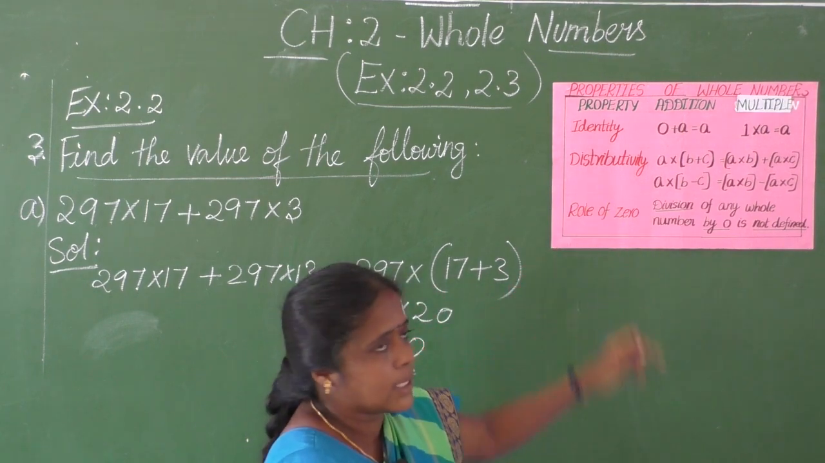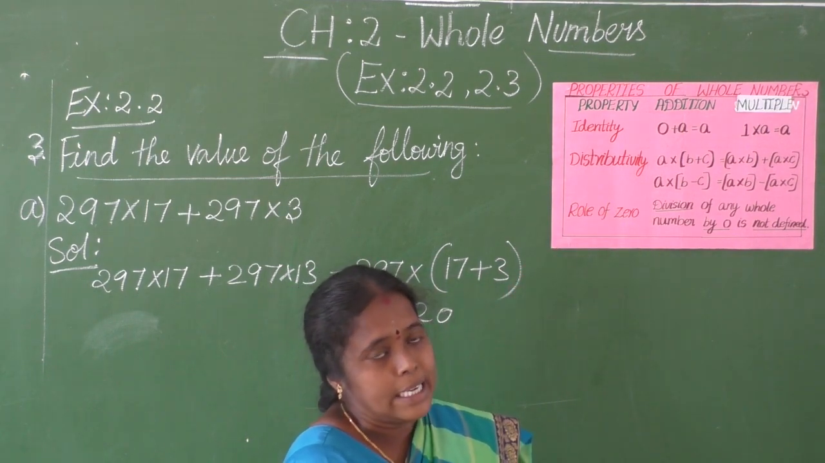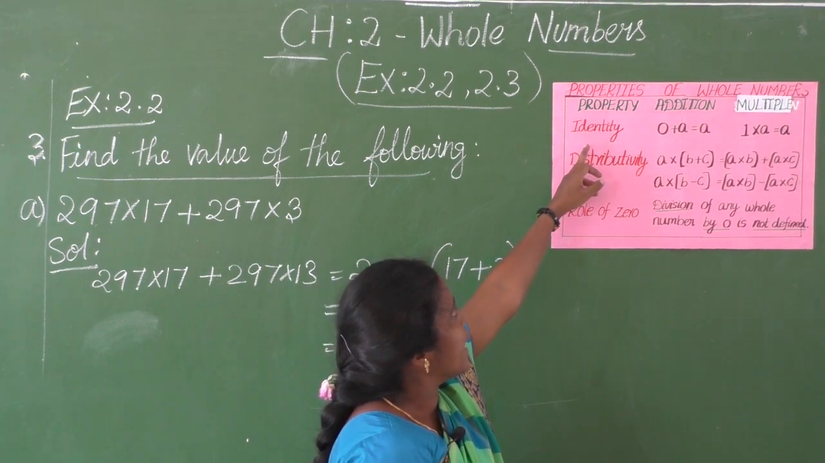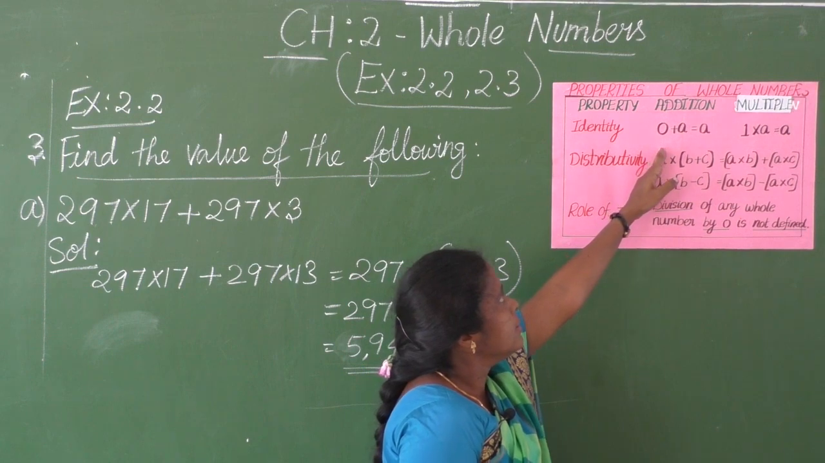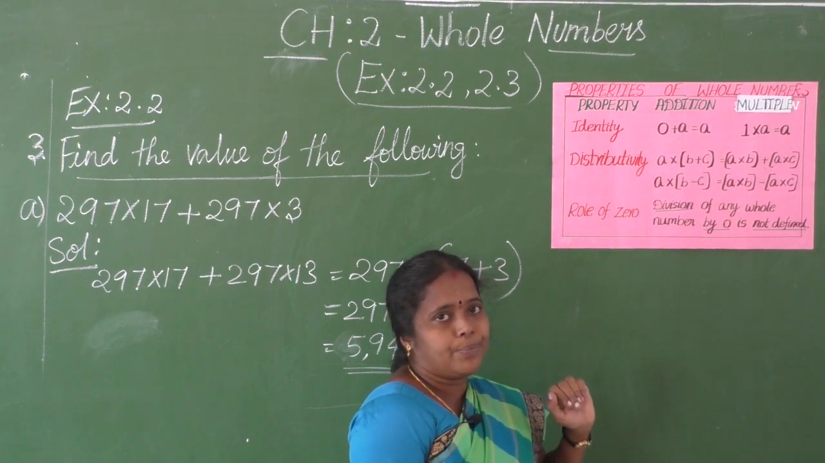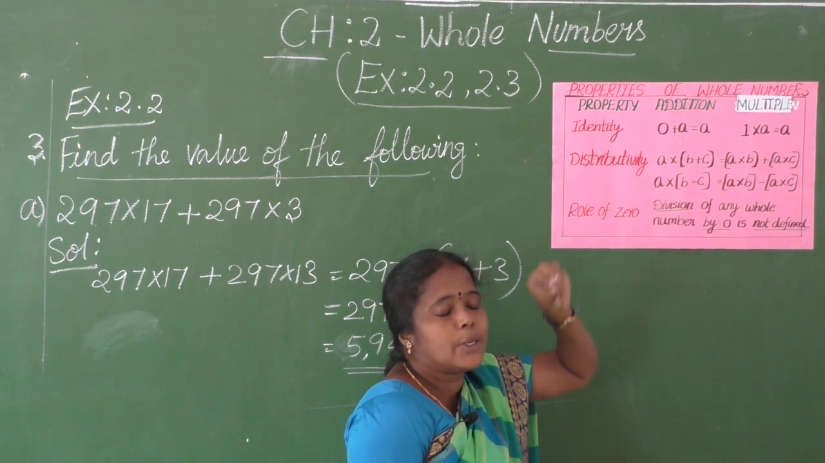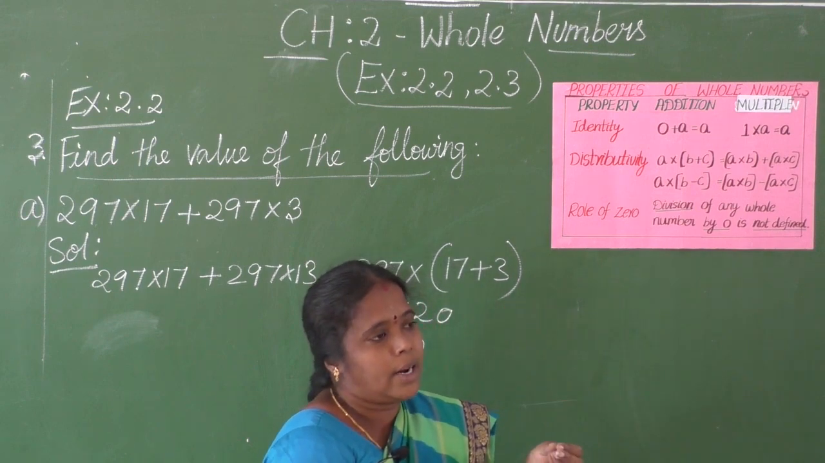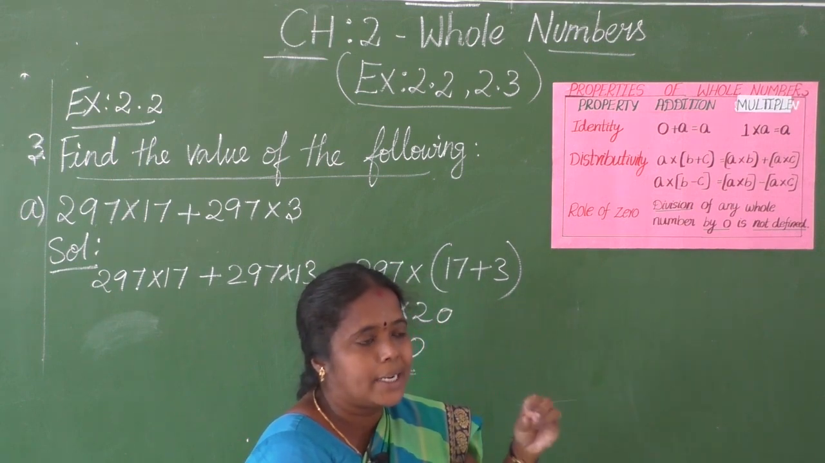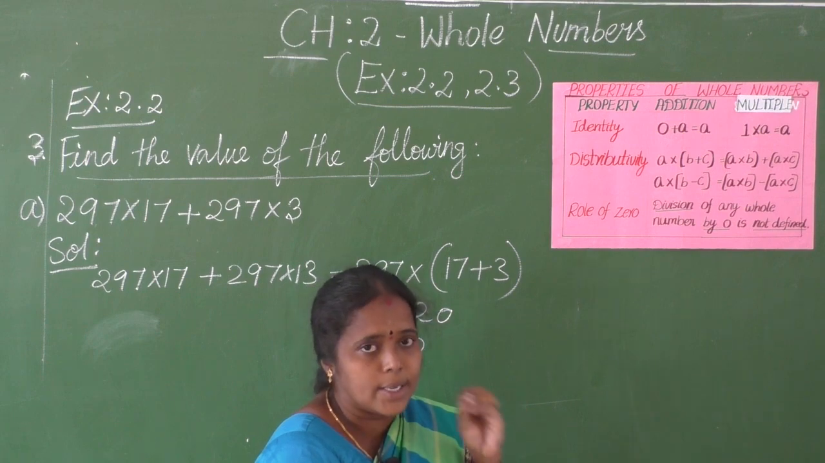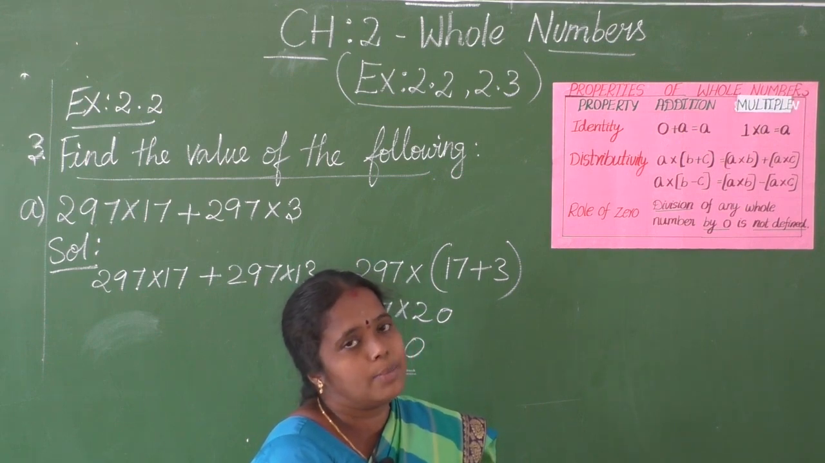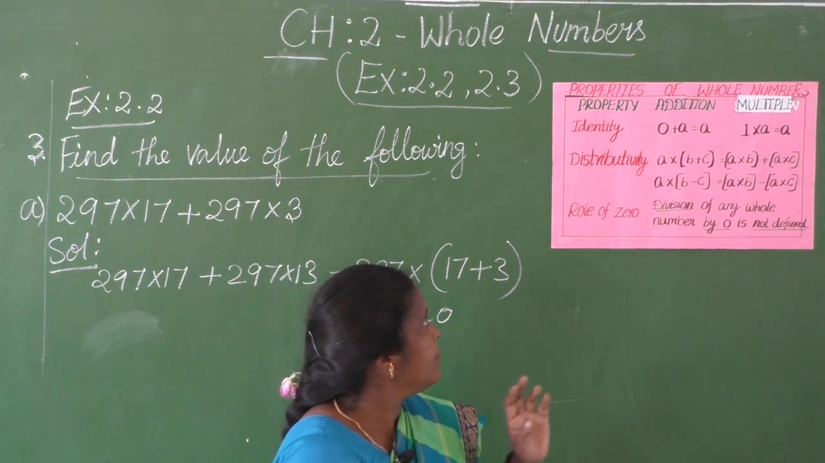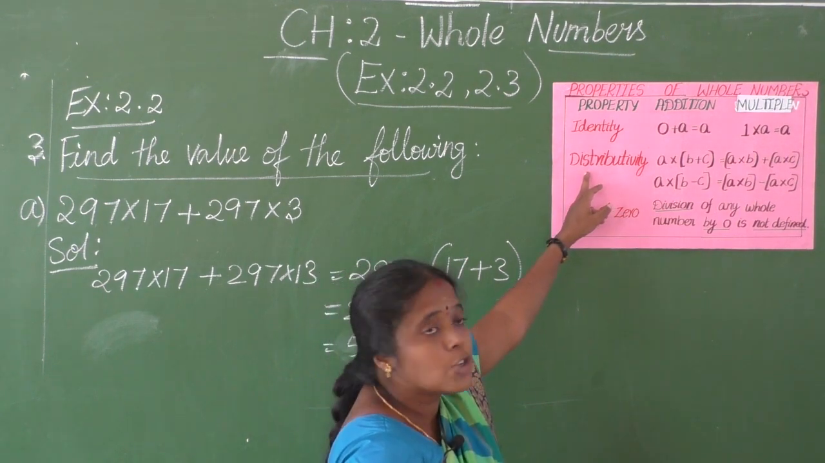Addition wise, 0 is called additive identity. So the first property is identity element for whole numbers, under addition and under multiplication. Addition wise, what will you tell? Additive identity for whole numbers is 0. Like that, multiplication wise, multiplicative identity for whole numbers is 1. Clear, children? Next property is distributivity.